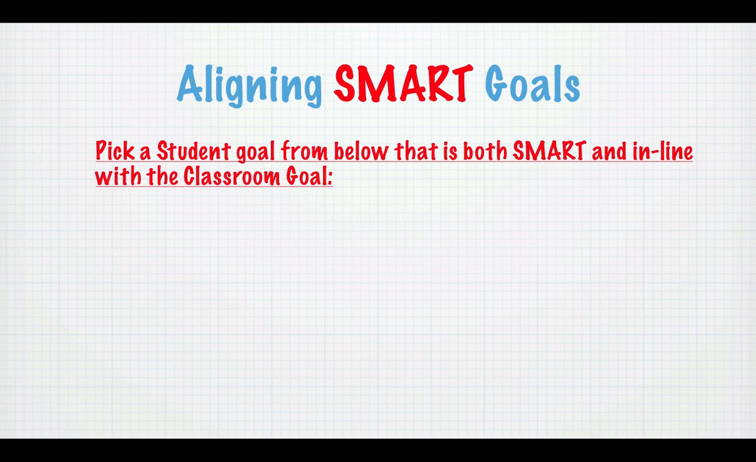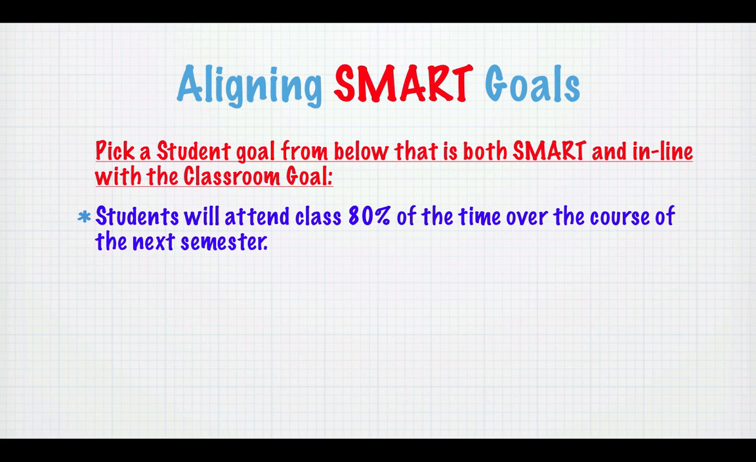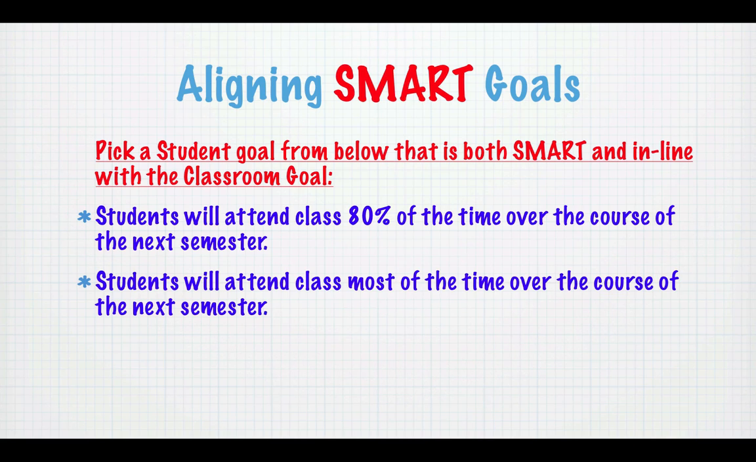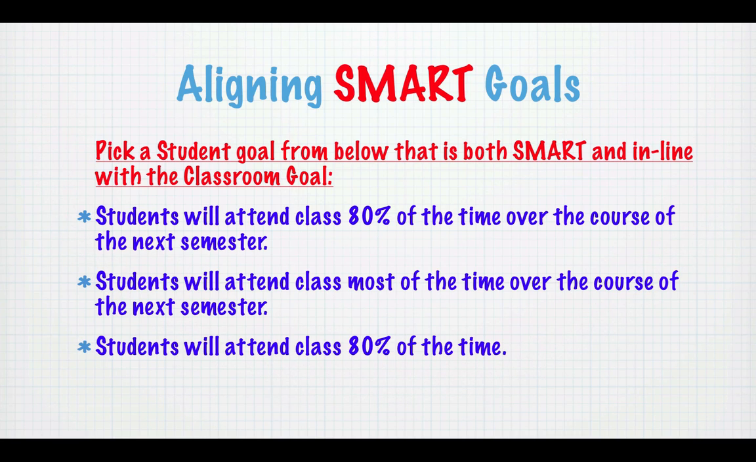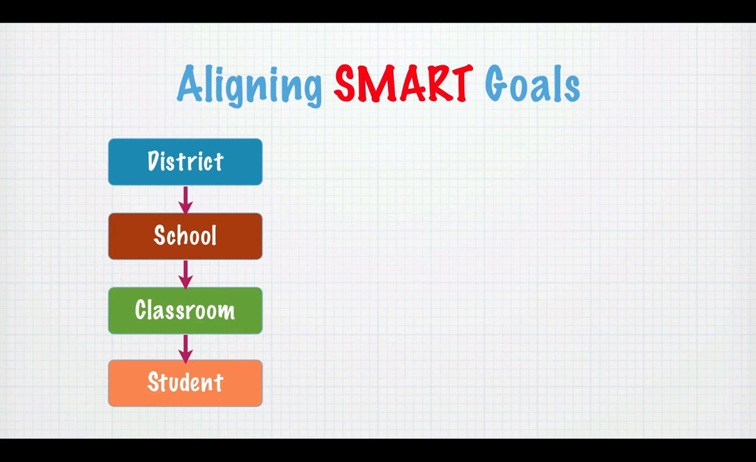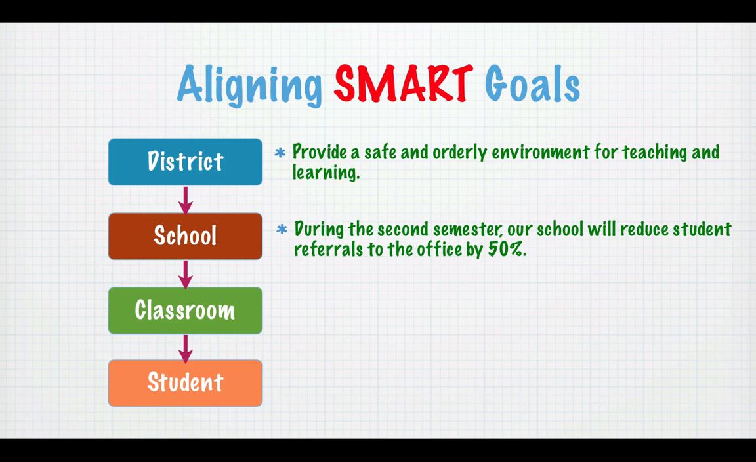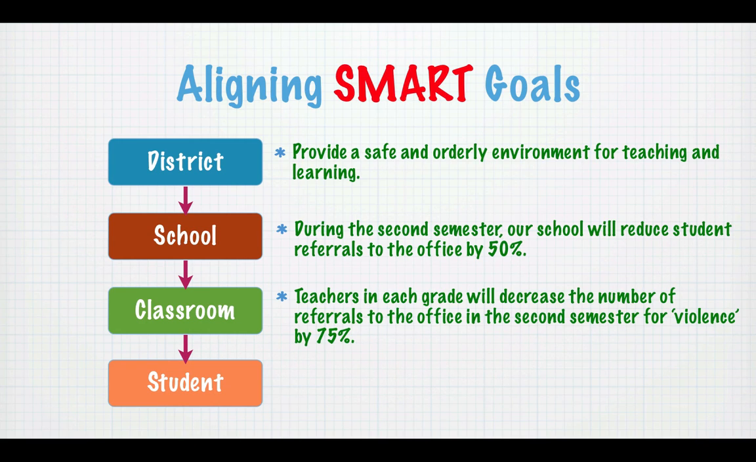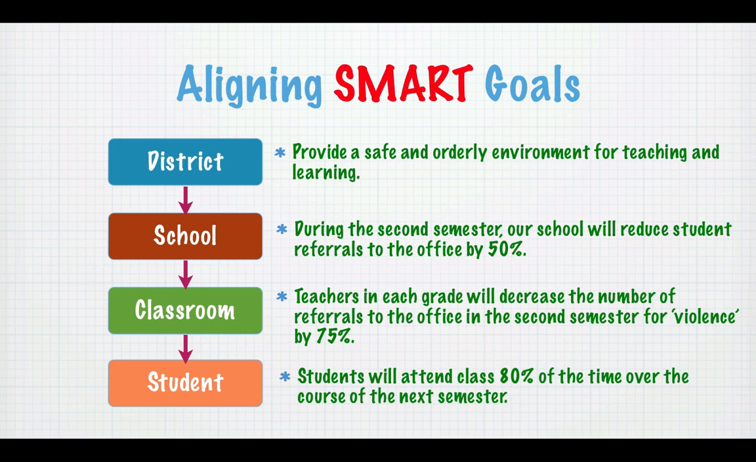Lastly, let's pick a student goal from below that is both SMART and in line with a classroom goal. Do you believe that students will attend class 80% of the time over the course of the next semester is a SMART goal? How about students will attend class most of the time over the course of the next semester? And lastly, what about students will attend class 80% of the time? I definitely believe the first option is a SMART goal and in line with a classroom goal. Students will attend class 80% of the time over the course of the next semester. So from this example, we have found that by keeping goals SMART, attainable, and in line, we can take control of the learning and monitor our progress.